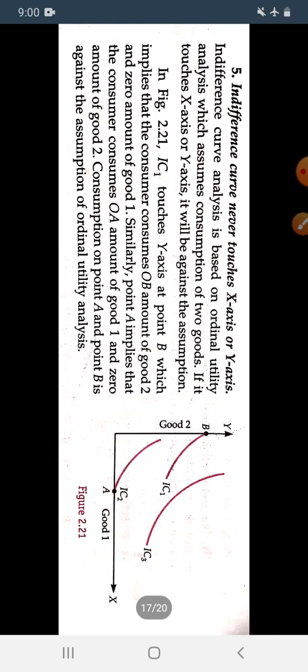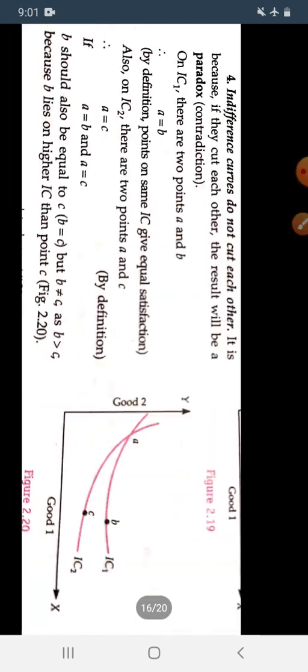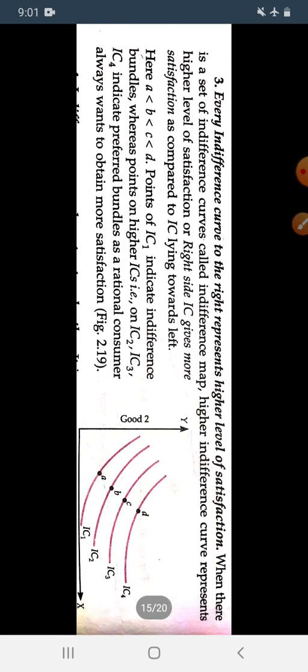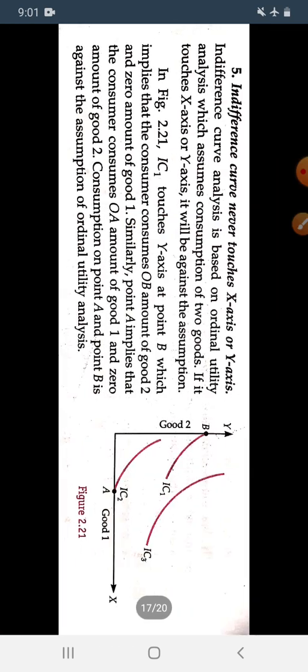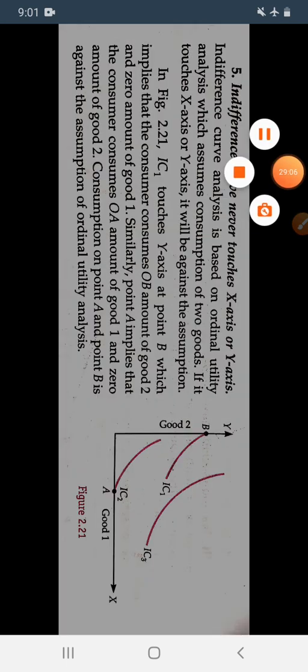Okay, the fifth property of the indifference curve is that an indifference curve never touches the x-axis or y-axis. Till now we have studied the properties of IC: an indifference curve slopes downward, indifference curves never intersect each other, an indifference curve to the rightward represents a higher level of satisfaction, indifference curves never cut each other, and the last one is that an indifference curve never touches the x-axis or y-axis.